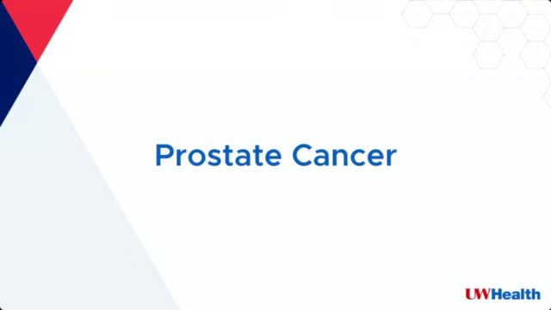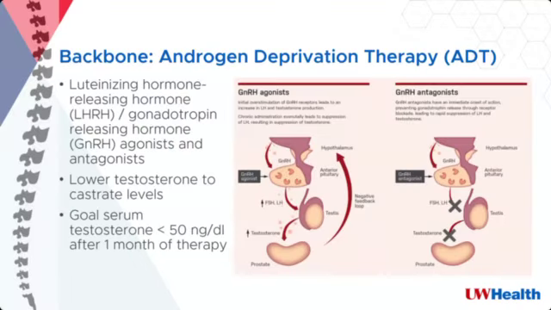So starting out with prostate cancer, our backbone of therapy is what we call androgen deprivation therapy, or ADT. By the time a patient with prostate cancer gets to medical oncology, they're usually going to be on one of these agents or going to start on these agents. Androgen deprivation therapy is comprised of luteinizing hormone releasing hormone, or LHRH, or gonadotropin releasing hormone, or GnRH, antagonists and agonists. The goal of these agents is to lower the testosterone to castrate levels, with a goal serum testosterone of less than 50 after about a month of therapy.